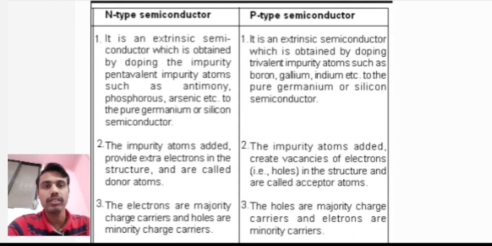The third difference is that in n-type semiconductors, electrons are majority charge carriers and holes are minority charge carriers. As the number of electrons increases in the process of doping, n-type semiconductors have electrons as majority charge carriers. For p-type semiconductors, the majority charge carriers are holes and electrons are the minority charge carriers.